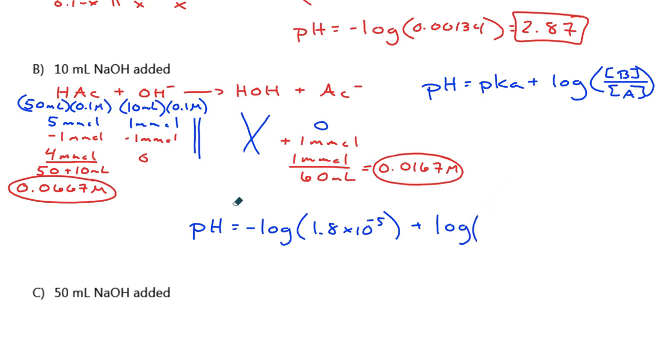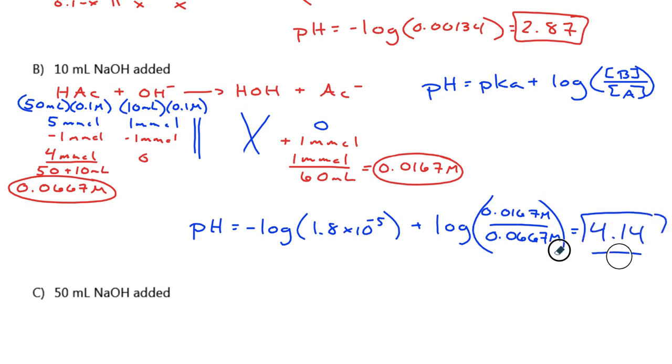Which one's my base? Which one's my acid? Well, this is my acid. This is my conjugate base. So I hope, looking at the numbers, and pause whenever you need, there's my base, there's my acid. This relationship works out really well, and I get 4.14. So it should make sense. I'm adding base to my acid. It's going to become more basic.